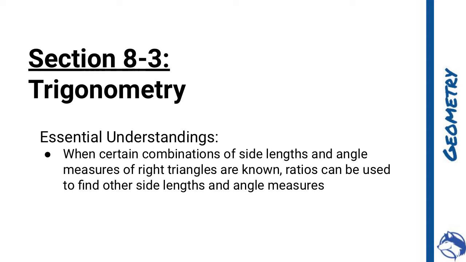Okay, here we go. This is section 8.3 where we are going to work with trigonometry. So when certain combinations of side lengths and angle measures of right triangles are known, we can create ratios that can be used to find the other side lengths and angle measures.